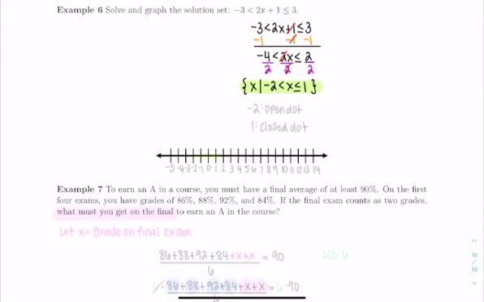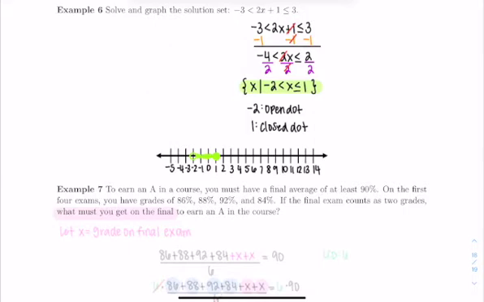And so at negative 2, we're going to have an open dot. And at 1, we'll have a closed dot. And because x is in between these 2 boundaries, we're going to shade in between. So negative 2, we have an open circle, and at 1, we have a closed circle. And then because it's in between our two boundaries, that's where we're going to shade.